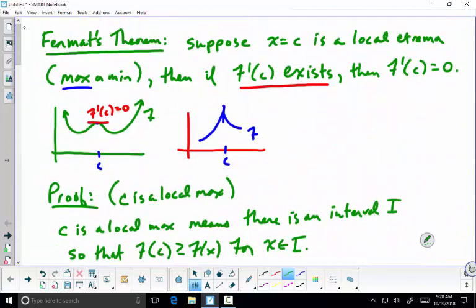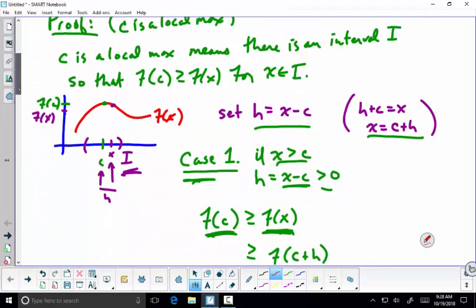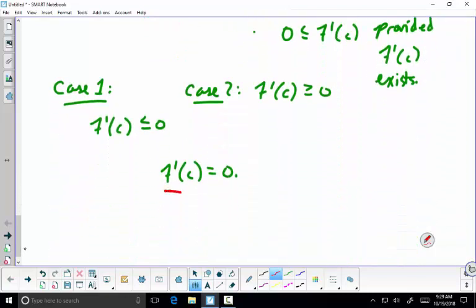So let's just go back up to the original statement of Fermat's theorem. We said if we have a local extremum at x equals c, and if that derivative exists, then that derivative must be 0. Here's the picture that goes with that proof, and we did the work to show that yes, indeed, f prime of c was 0.